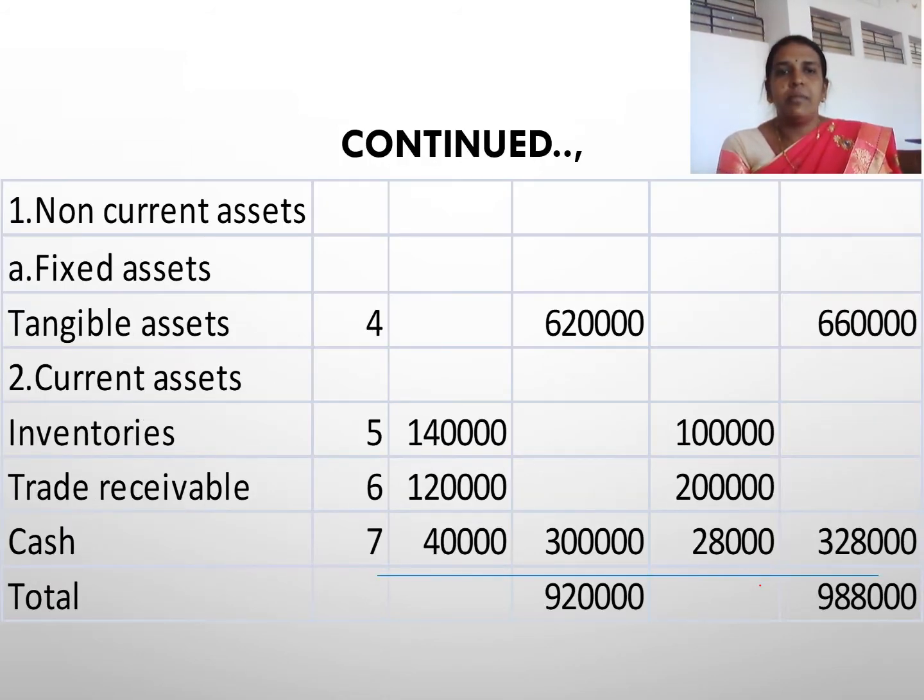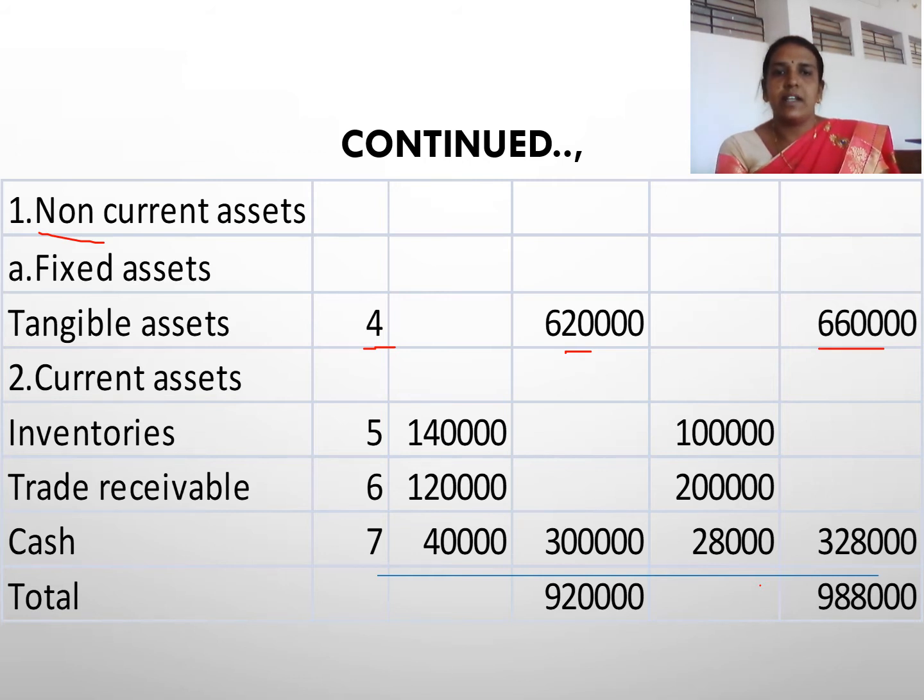Then see the balance sheet on asset side, that is the first heading is non-current assets, means fixed assets. Fixed assets, that is tangible assets. We have to see tangible assets. What are the tangible assets in the problem? You may see note number 4, and for 2016 it is 6,20,000 and for 2017 it is 6,60,000.